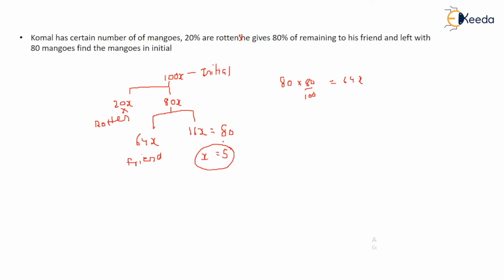Now what is asked in the question? Find the mangoes initially. So 100 into x, and the x value is 5. So 100 into 5 equals how much? 500. So 500 is the answer.